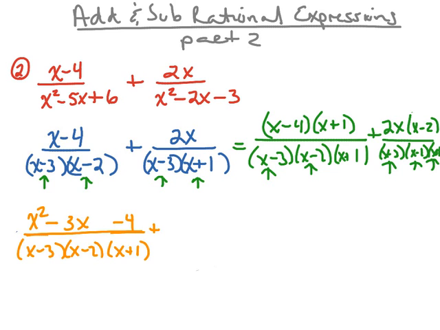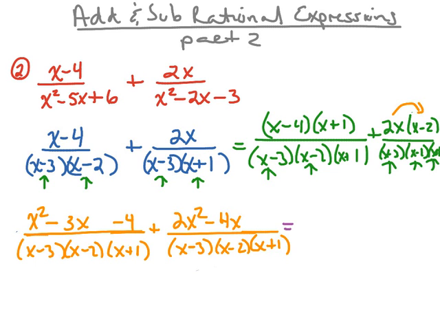Let me go ahead and go to the other rational expression and multiply this 2x times the x minus 2 using some distributive property. 2x times x is a 2x squared. 2x times a negative 2 would be a negative 4x. Again, that denominator is still the same, x minus 3, x minus 2, and x plus 1.